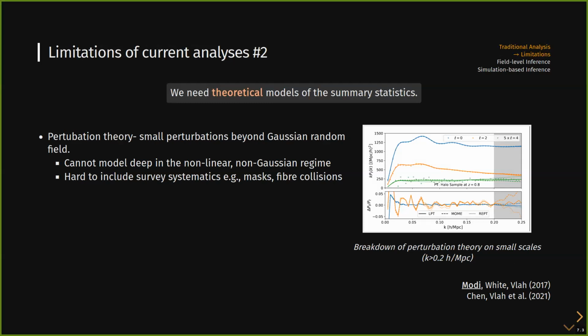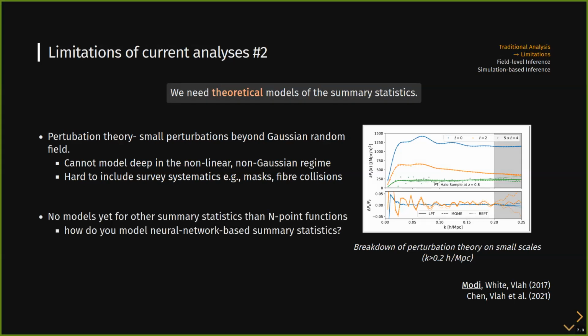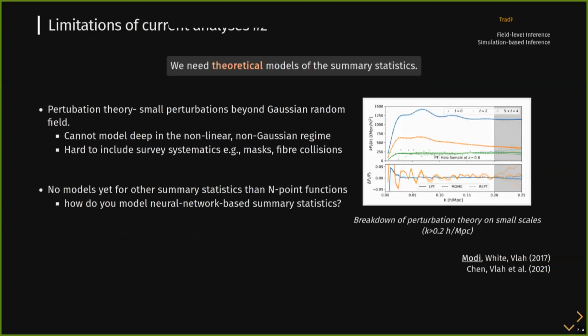And it is also hard to include survey systematics like masks, fiber collisions, and other kinds of noises which are strictly non-Gaussian in nature. It's also much worse than that, because so far we only have theory models for the n-point functions like 1-point, 2-point, 3-point functions. And we do not have models for other summary statistics that I flashed in the previous slide. And if you want to use someday neural network-based summary statistics in the future, then you'll probably never have the theory models for these things. So how would you use this for doing any kind of analysis?